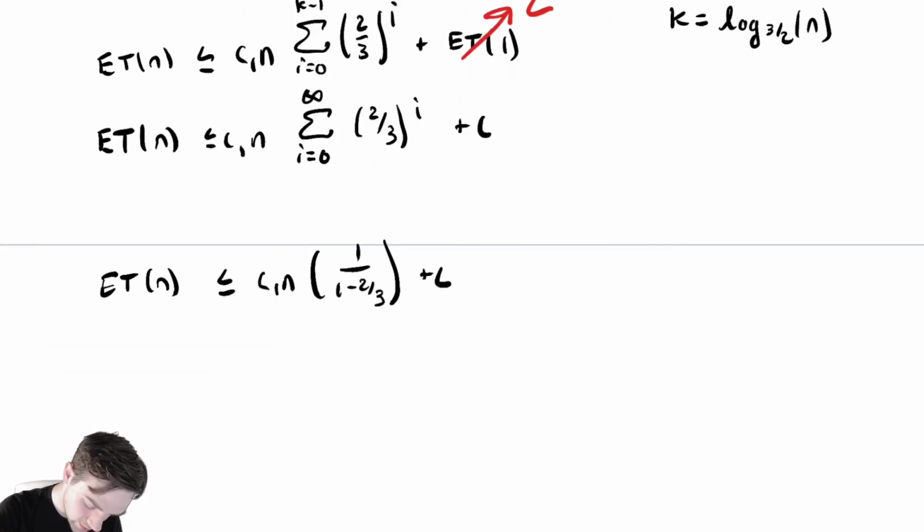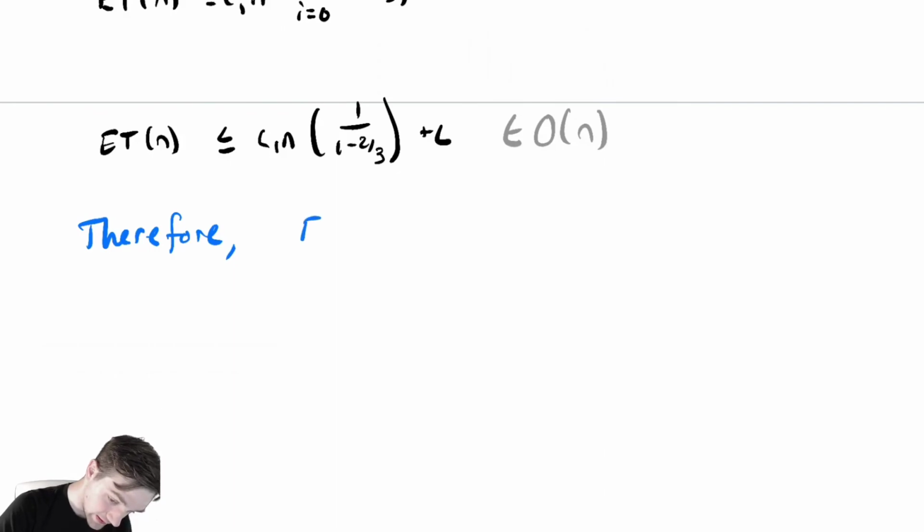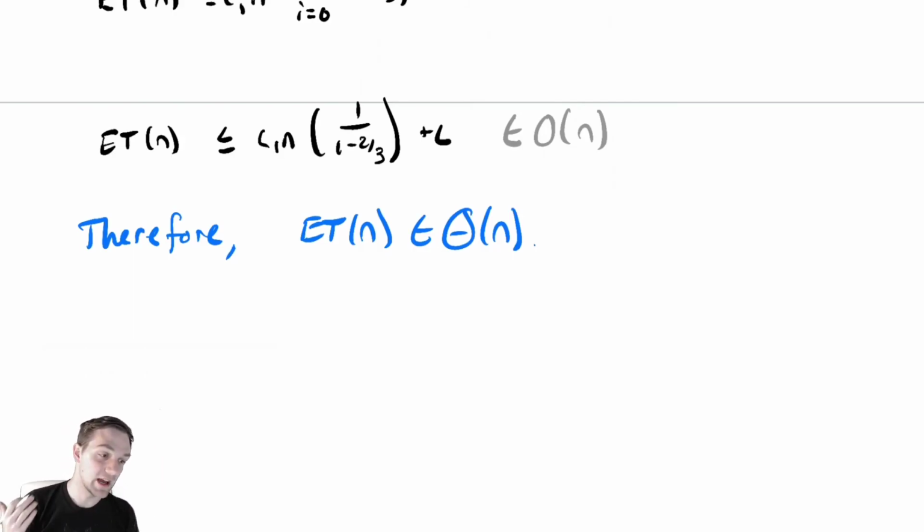Big O of n. And because of our base case, it must also be in theta of n. E[T(n)] is in theta of n. So, our expected time is in theta of n.